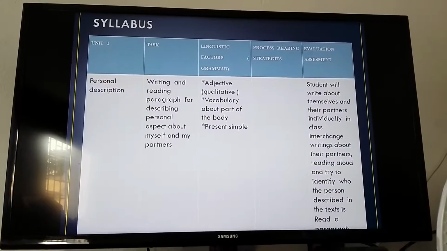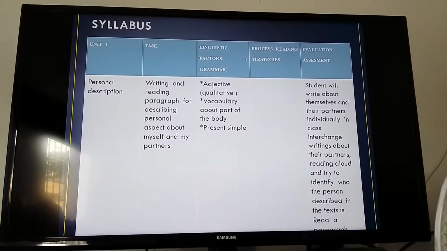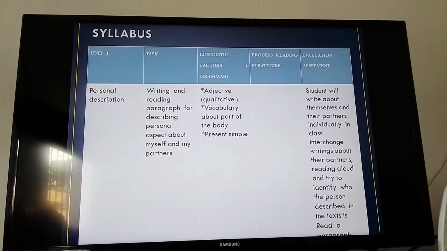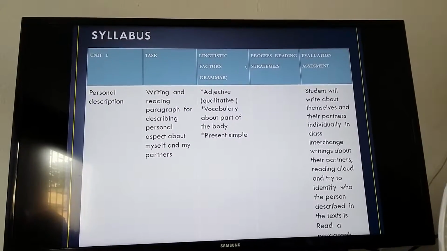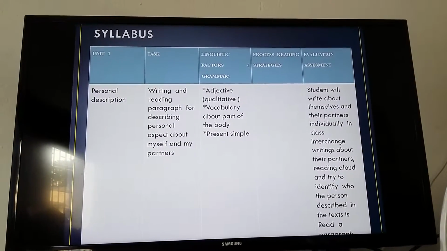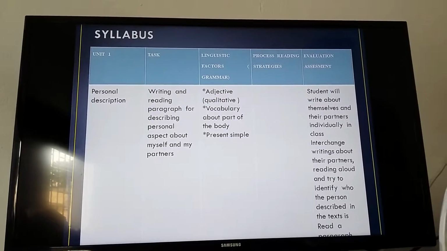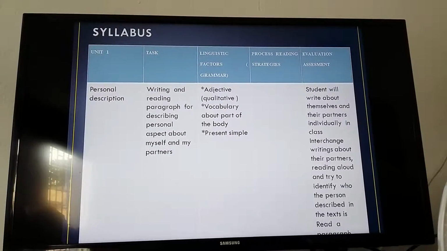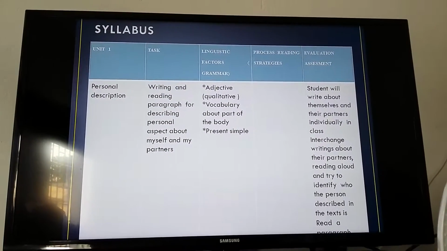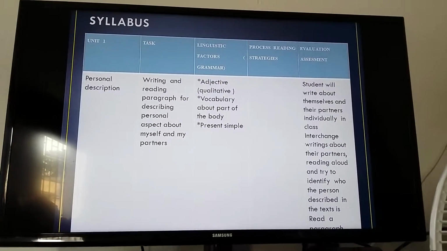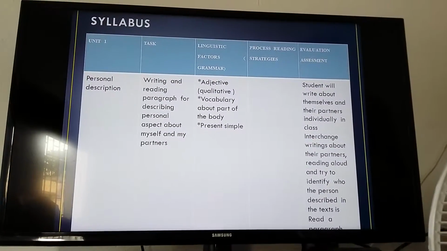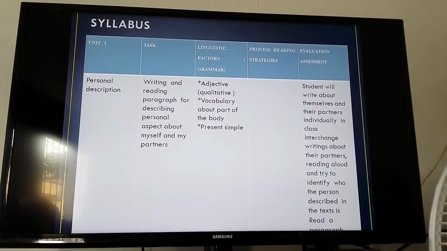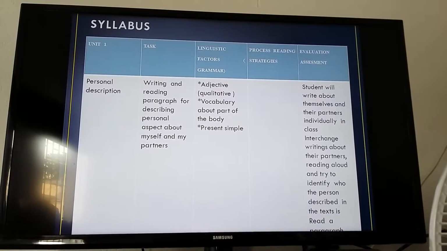The unit 1 that this syllabus has is personal descriptions. The task that we are going to apply to develop this unit is writing and reading a paragraph describing personal aspects about myself and my partners. The linguistic factors are the grammar, the knowledge that students need to have previously in order to develop this unit. Those linguistic factors are adjectives, vocabulary about the parts of the body, and present simple.